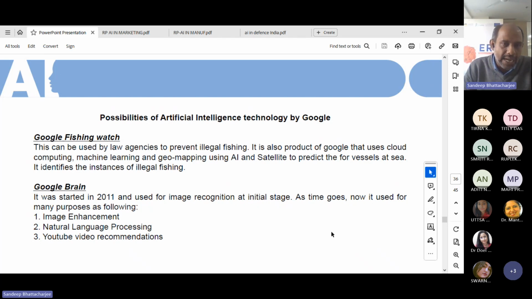Then you've got Google Brain. It was started in 2011 and used for image recognition at the initial stage. At present, it is serving many different purposes. Mainly three main instances have been found. Number one, image enhancement, so it can help in improving the quality of the images that have been captured. Next, you have natural language processing, so it is able to do the language analysis part. It is also being used in YouTube video recommendations, so that you suggest the right kind of videos for a certain group of persons or a customized person also.